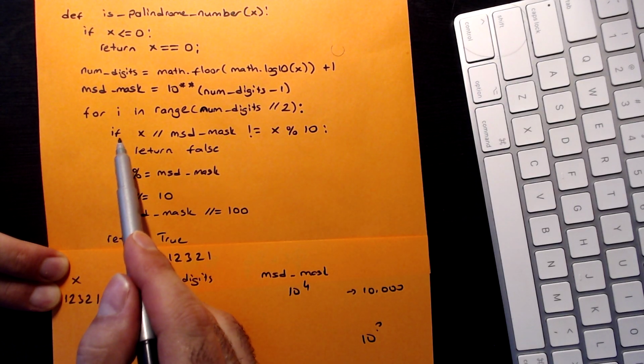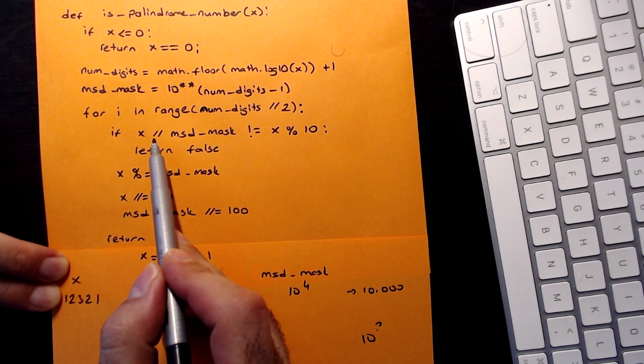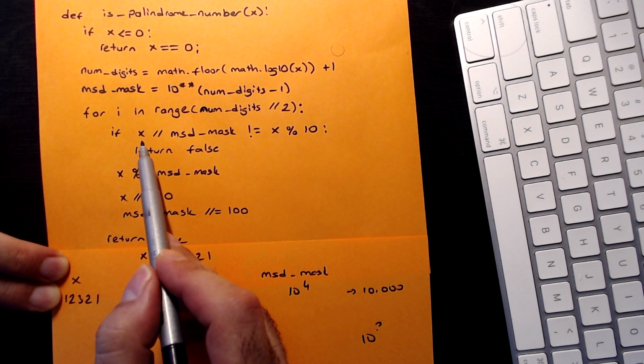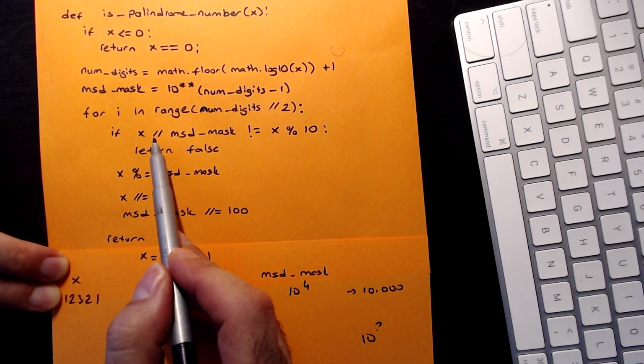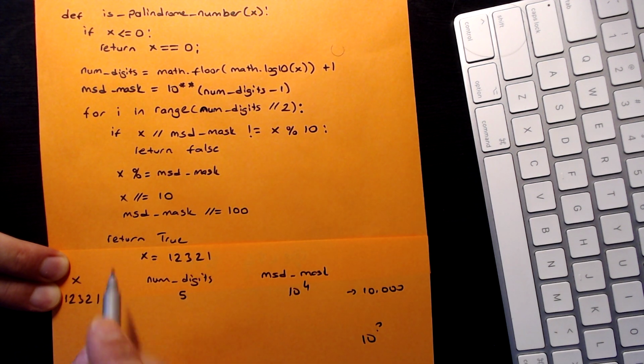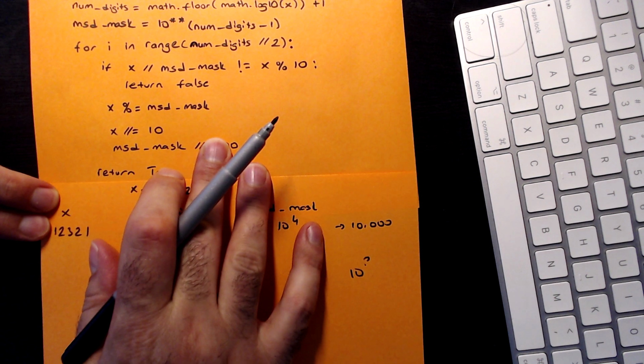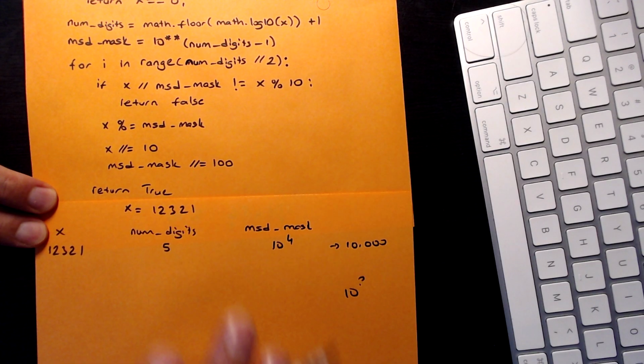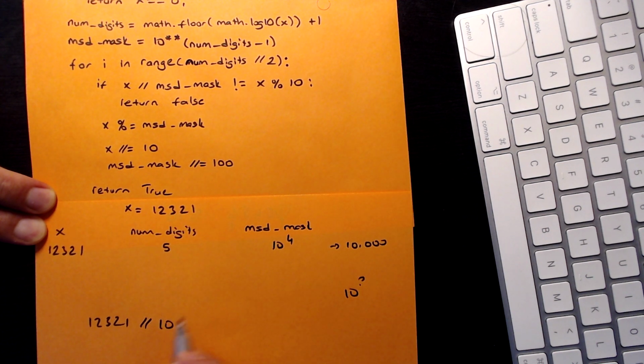Okay, so we come to this x. This is a really important part of the solution, where we are taking x and applying a floor division by the mask. I'm going to move this up a little bit so I have more space to write. What's happening here is that we are taking 12,321, and then we are doing floor division by 10,000, which is our mask in this case. What's going to happen is that we're going to ignore all this, right?